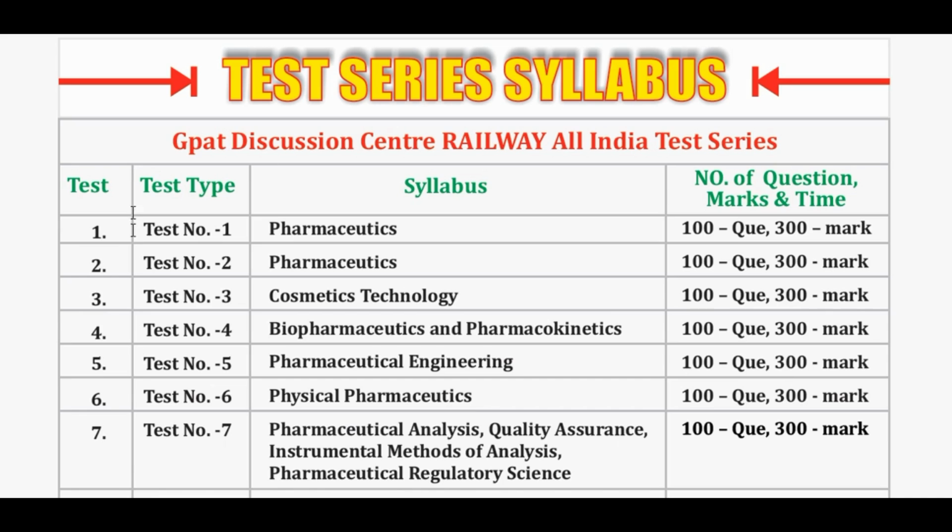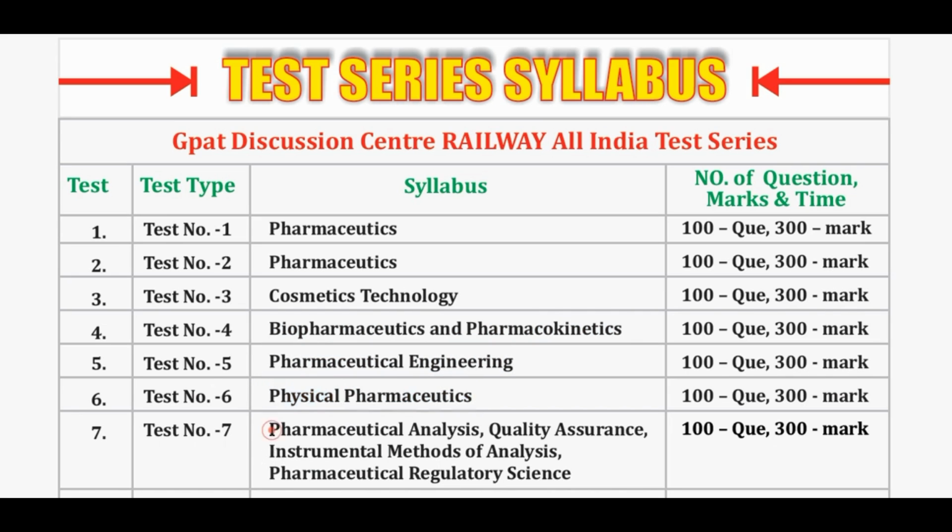Here is the test series syllabus. Total will be 35 tests. First test will be for pharmaceutics and it will be 100 questions with 300 marks, each question 3 marks. Test 2 pharmaceutics, it is also the same. Test 3 cosmetic technology. Test 4 biopharmaceutics and pharmacokinetics. Test 5 pharmaceutical engineering. Test 6 physical pharmacy.